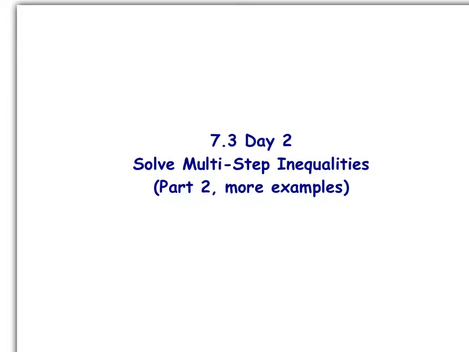Good morning. Today we're going to solve multi-step inequalities. This is part 2, some more examples and a few word problems. So write the title down, 7.3. This is either B or day 2, solving multi-step inequalities. All right, let's get started.